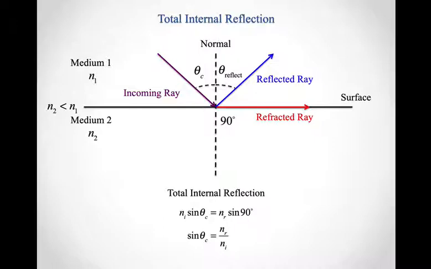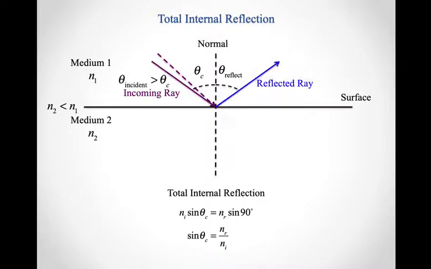So in this particular picture, this would be the index of refraction for medium 2 over the index of refraction for medium 1. Because the index of refraction for medium 2 is smaller, right? It has to be for our refracted ray to bend away from the normal. This ratio will always be less than 1. Since the sine of any angle has to be less than 1, that makes sense. So we only get total internal reflection in a situation where we're going from a larger index of refraction into a medium with a smaller index of refraction.